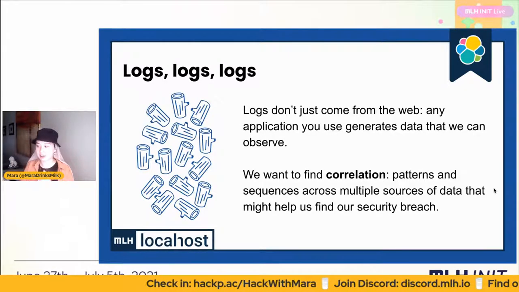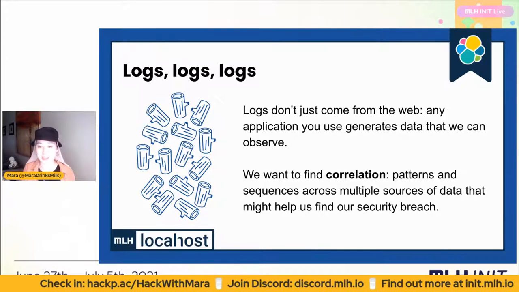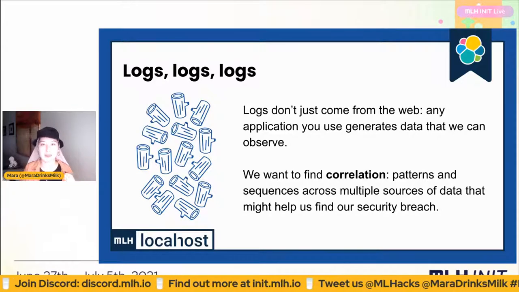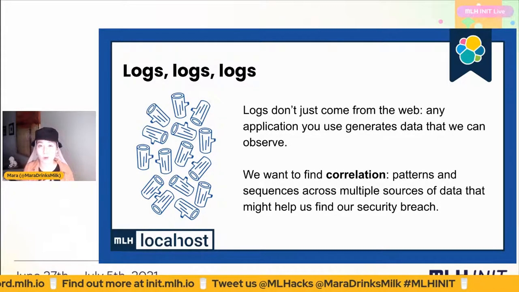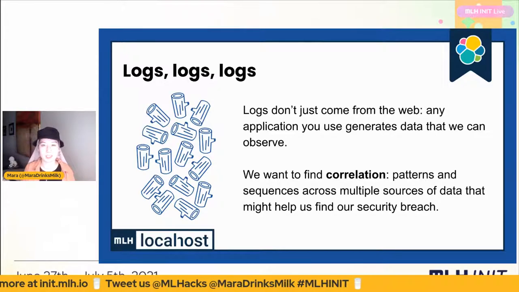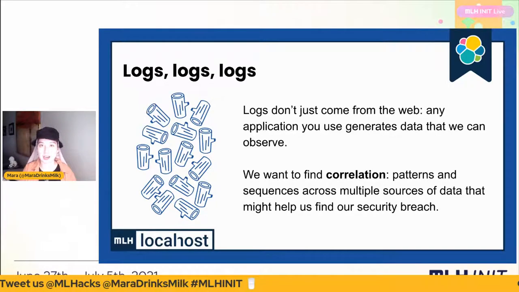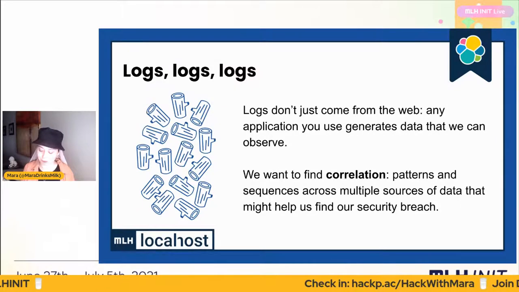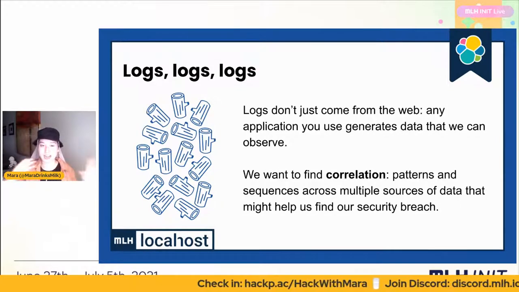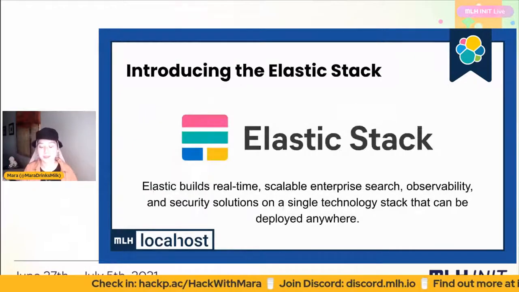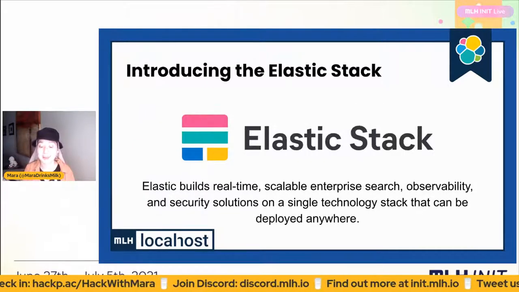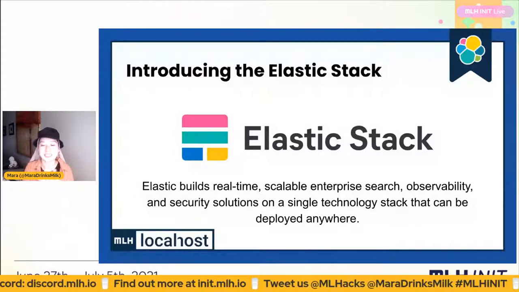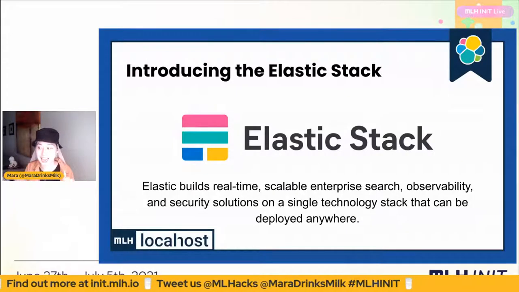So next, after we get this log, what we want to do is make sure that we can find some kind of pattern or sequence or correlation. Correlation is just a pattern that we see all across our data that might help us see where that attack came from. So that means we're going to check out ElasticStack. This is really cool because it builds real-time, scalable enterprise search, observability, and security solutions that can be deployed anywhere.